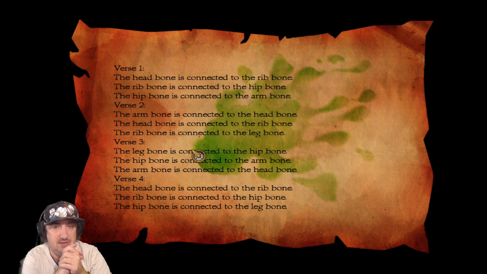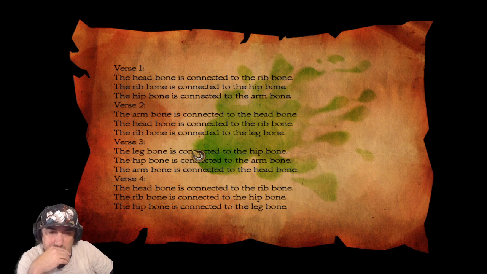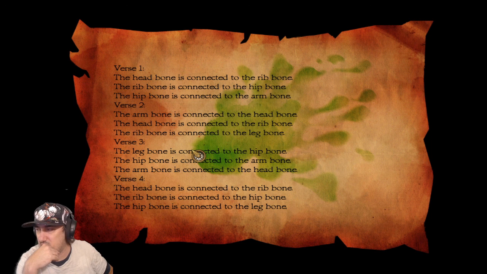Head, rib, and then rib, hip. So head, rib, hip. Arm bone connected to the head bone. Head bone's connected to the rib bone. Head to ribs, and ribs connected to head. Oh God, what? Alright, find the collection of bones that matches the person. Push.